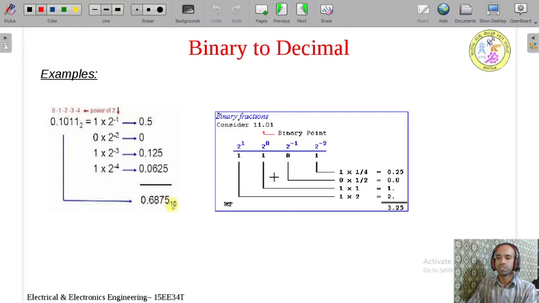Some more examples are given here. Here it contains only the fraction part. In this case, it contains only the fraction part. So now in the fraction part, you know what the rule is? The rule says that we need to move from the left side to the right side.